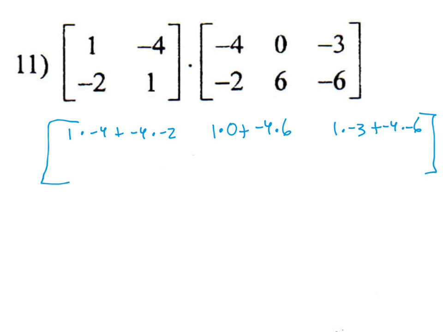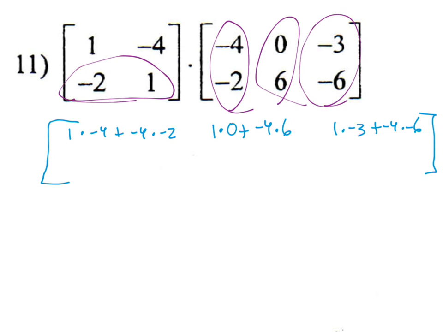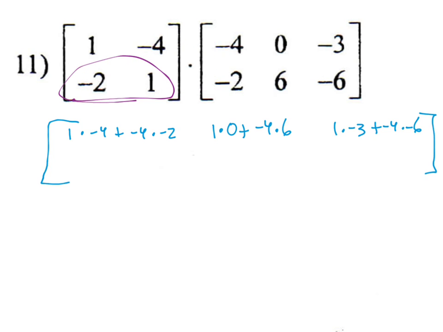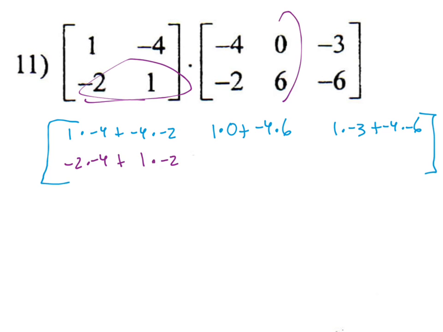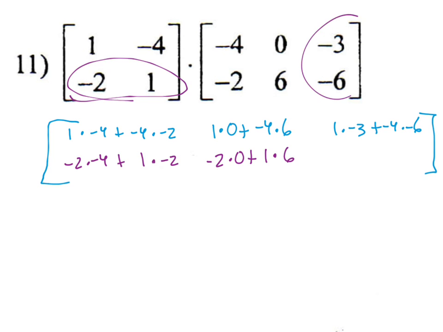So now I'm going to move on to my second row. Let's change colors. So my second row times these three columns. Once again, it's going to be first things times together, second things times together. If there were third ones, you times those. And then you add them all together. So now I've got negative 2 times negative 4 plus 1 times negative 2. And now I'm going to move on to the next column. Second row times second column, negative 2 times 0 plus 1 times 6. And then I'm going to do this row times the last column, and that gives me negative 2 times negative 3 plus 1 times negative 6.